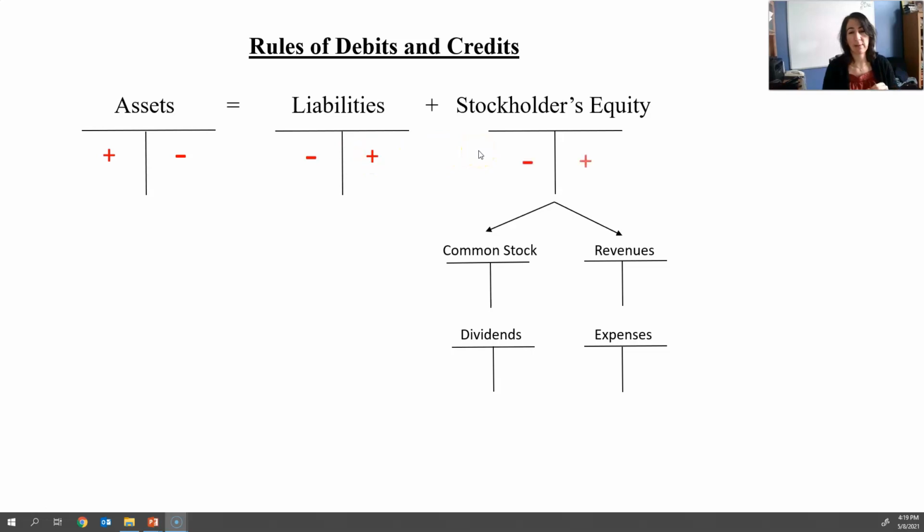Stockholders' equity follows the same rules as liabilities. A debit is a decrease, a credit is an increase. Don't think plus and minus, think increase and decrease. All right, it's just a little bit easier to think about it that way. So let's take a step further. Let's look at the items in stockholders' equity that decrease or increase.